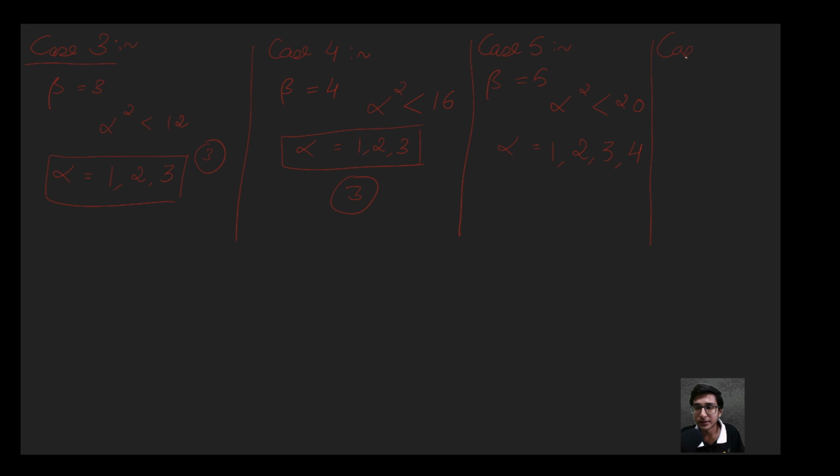And case 6, the final case, where beta is equal to 6. So alpha square has to be less than 24. Again, the values of alpha that I can choose are 1, 2, 3 and 4. So from here we have 4 values. From here we have 4 possible outcomes.